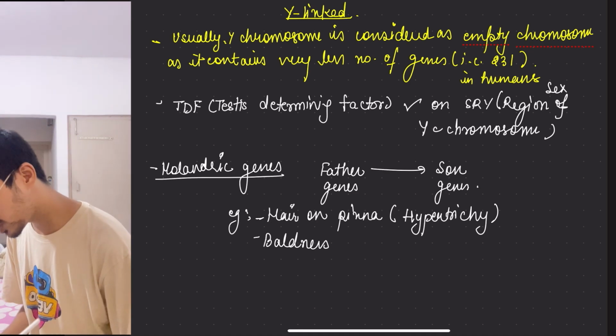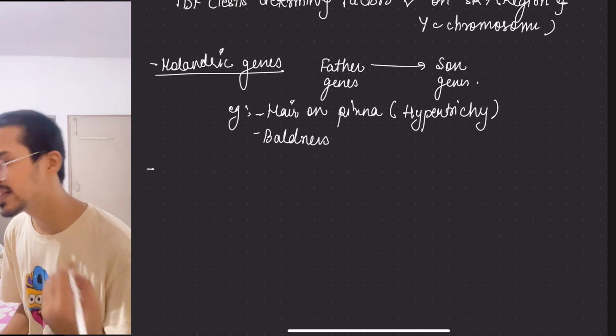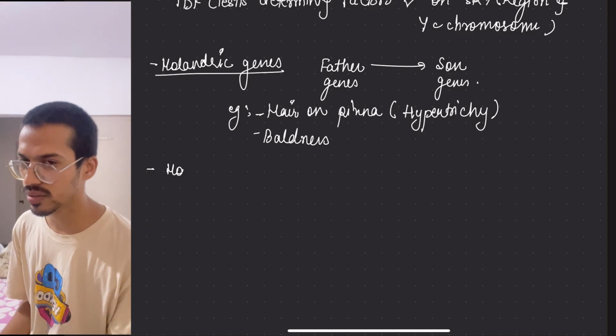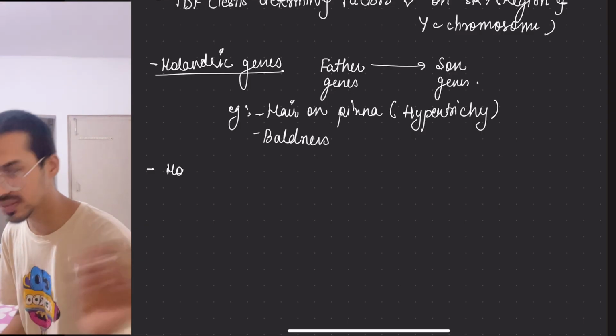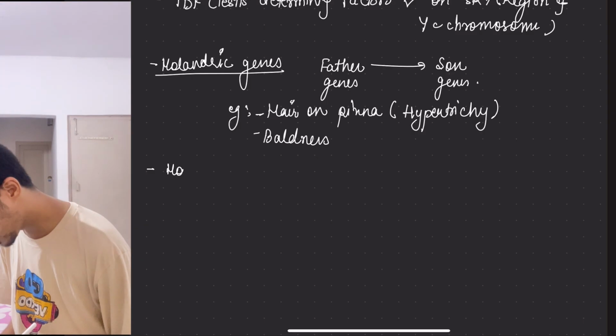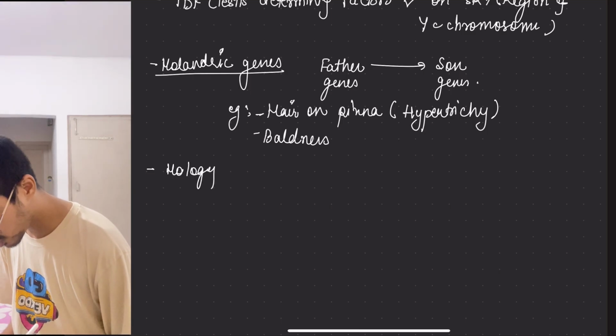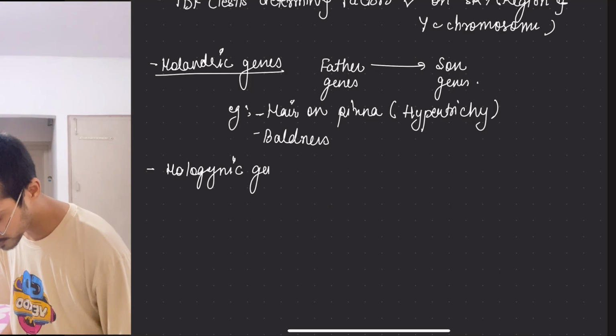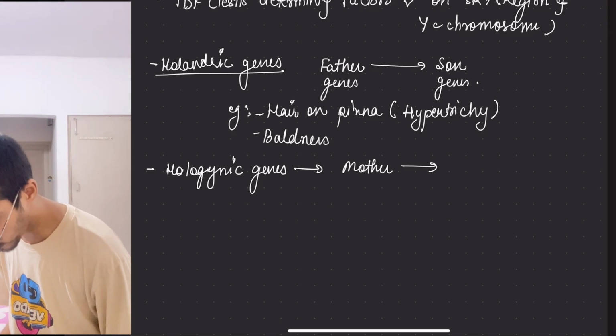Same as holandric genes, there are hologynic genes, which go from mother to daughter. The term you have to remember, though it's not much in the syllabus. So hologynic genes are those which go from mother to daughter.